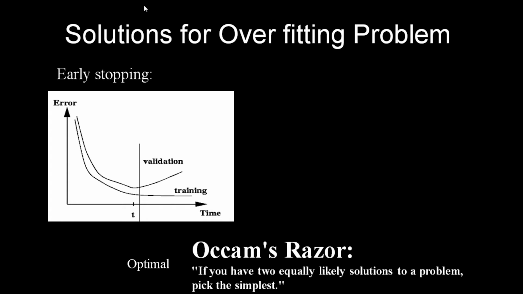If you have a two descriptor model and a single descriptor model, and there is only a small change in the Q square or the validation R square, go for the one descriptor model. That is what this Occam's razor tells you. If you have two equally likely solutions to a problem, pick the simplest, okay. Likely they have a very small difference, but if you see a big difference, yes, you may go for a complex model, but if it is a small difference, do not do that.